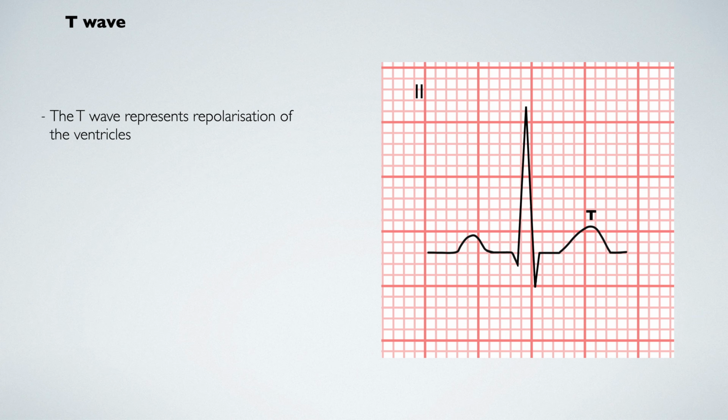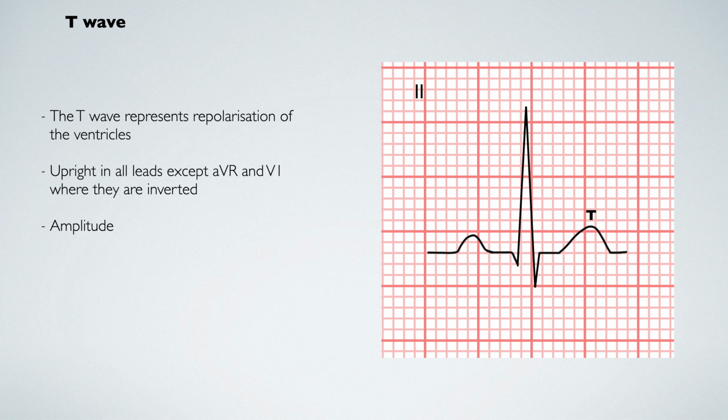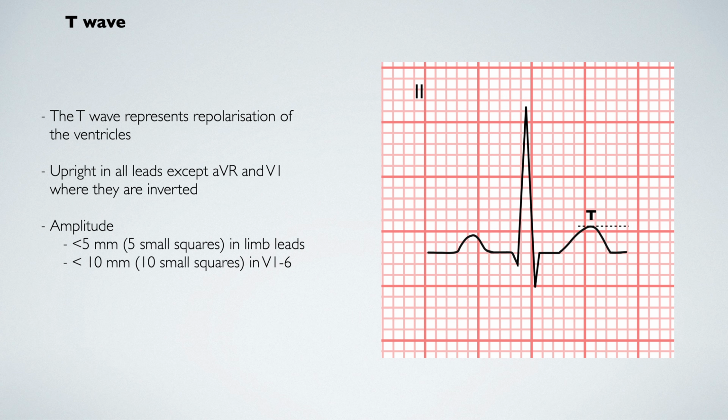Now let's focus our attention on the T waves. T waves represent ventricular repolarization. They are typically upright in all leads apart from AVR and V1, where they are inverted. The amplitude of T waves should be less than 5 small squares in the limb leads and less than 10 small squares in V1 to 6.